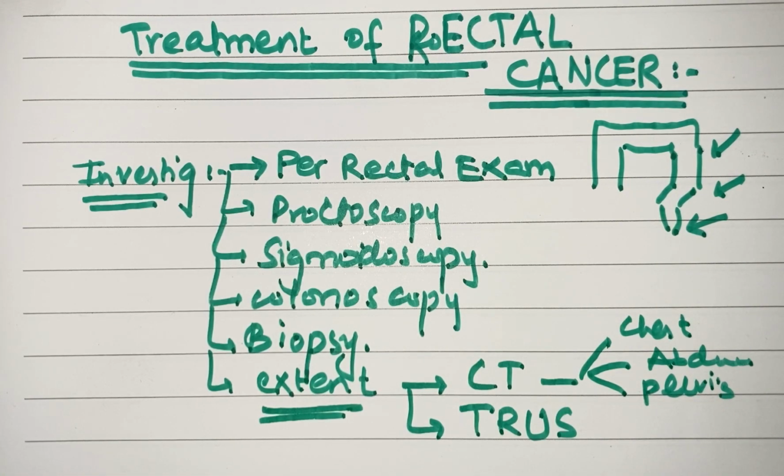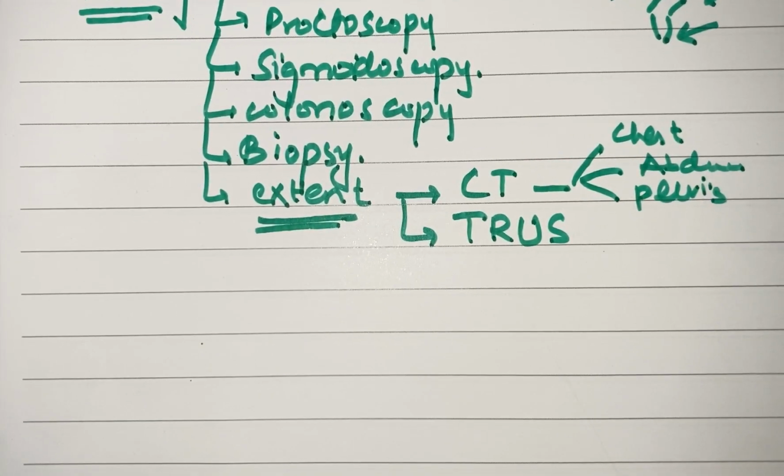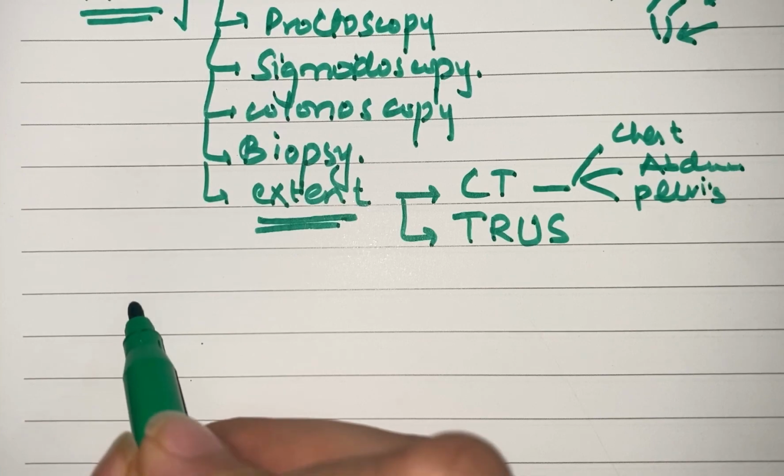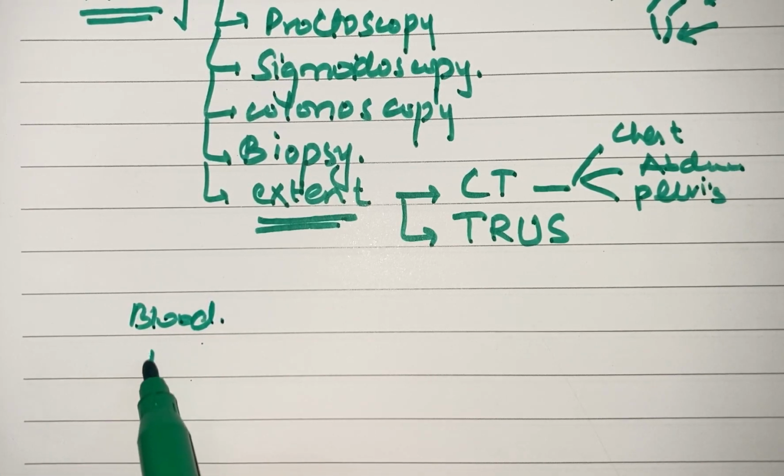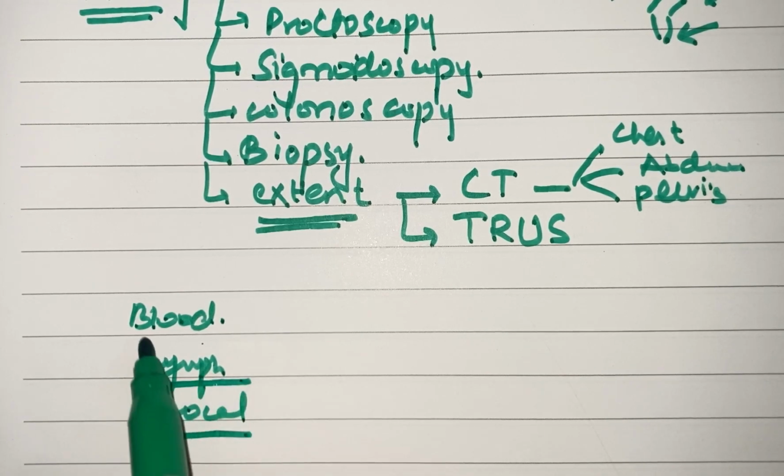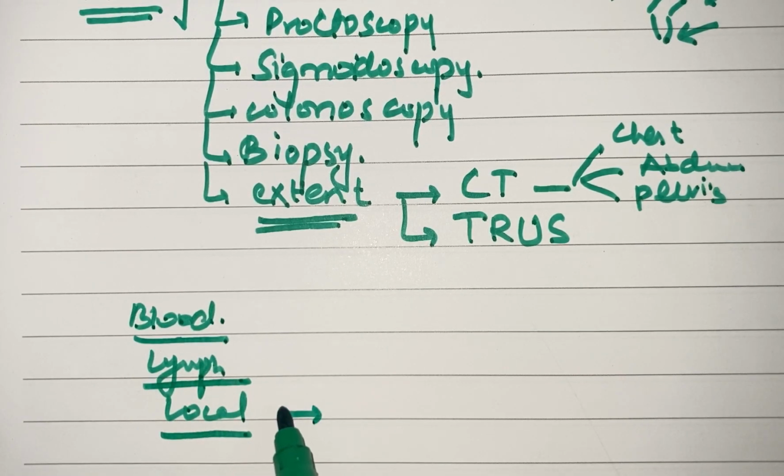Now you're wondering why we are doing CTs of all these three areas. Very important: rectal carcinoma metastasizes through blood and through the lymph nodes, and also locally. Locally it will extend longitudinally and transversely, leading to obstruction of the lumen.